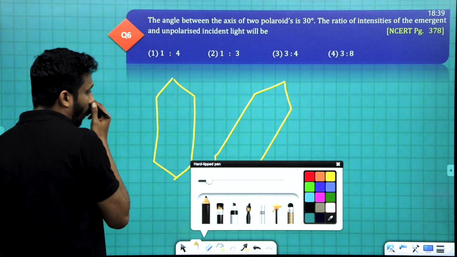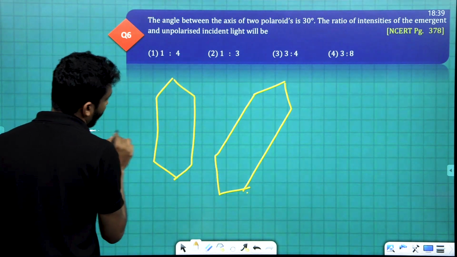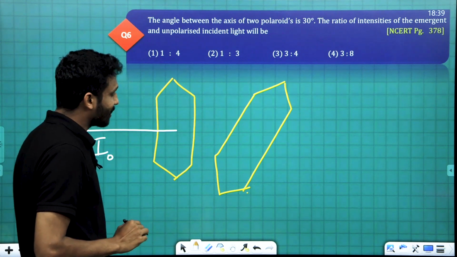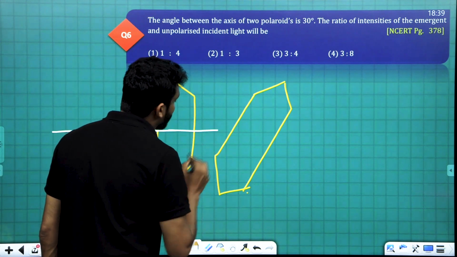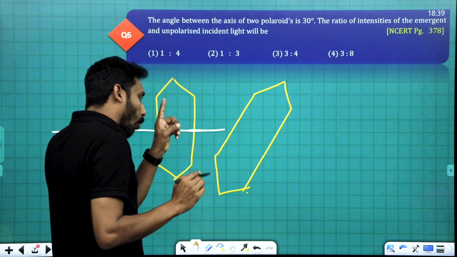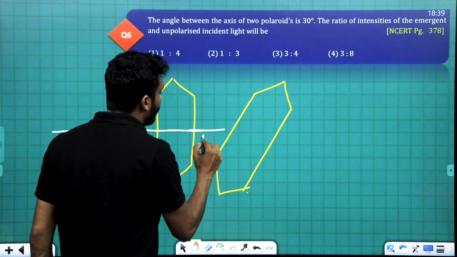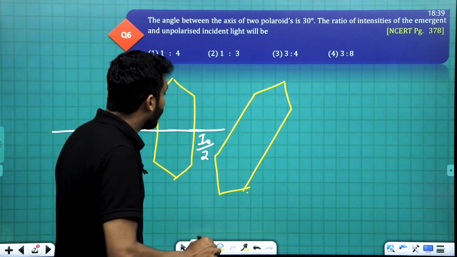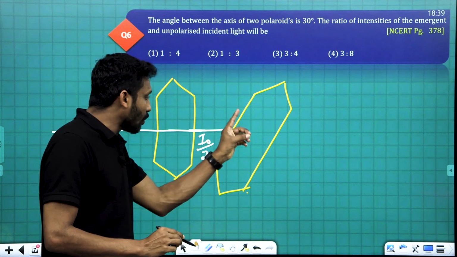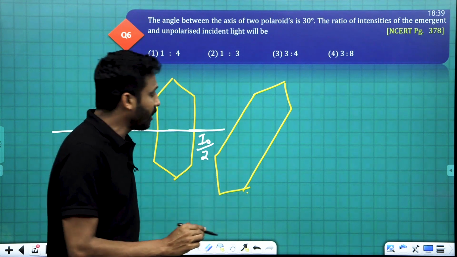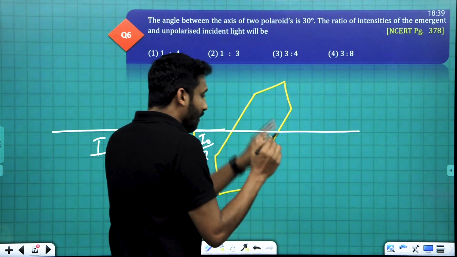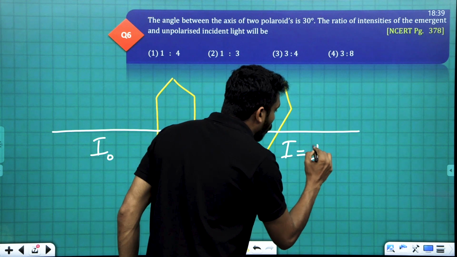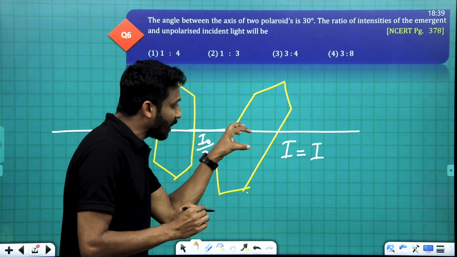Consider an unpolarized wave. Suppose its intensity is I naught. After coming out of the first Polaroid, it becomes polarized and its intensity is reduced to half, I naught by 2. This polarized light then enters another Polaroid, and it is again polarized.